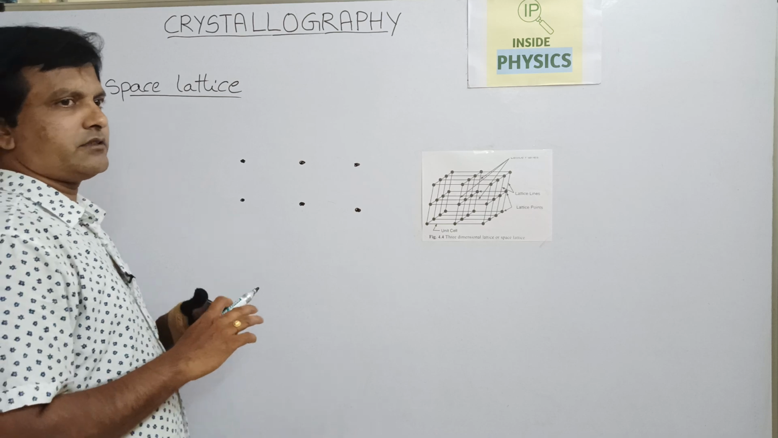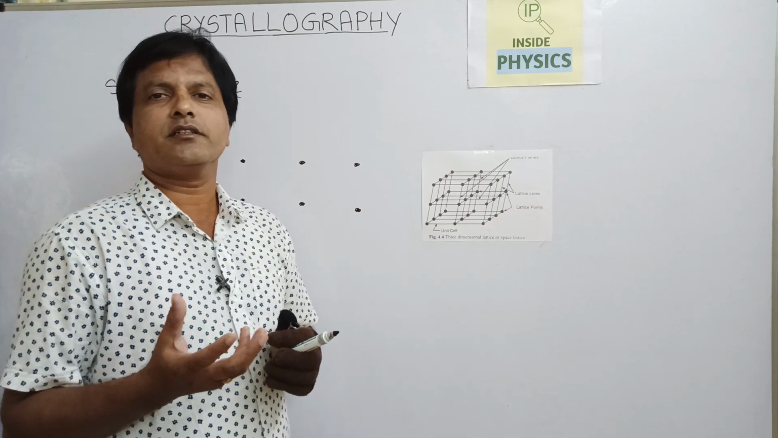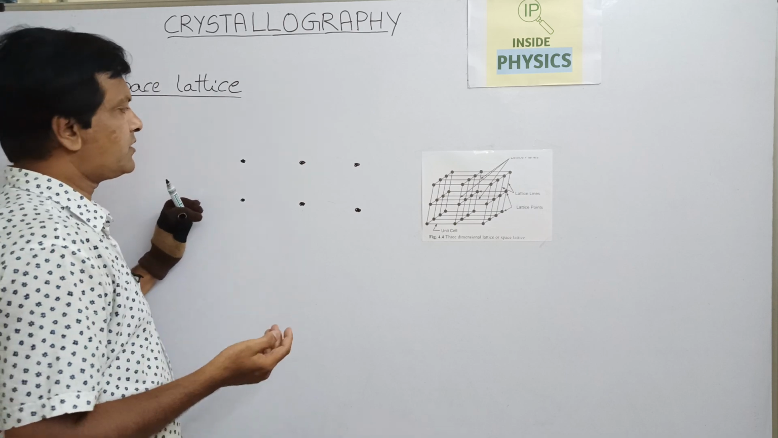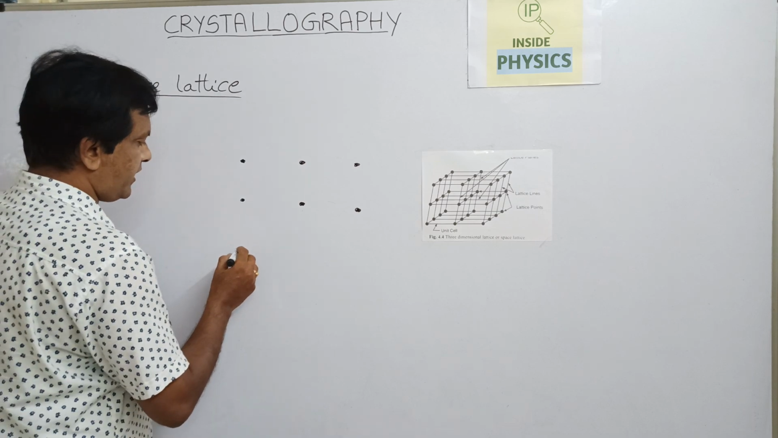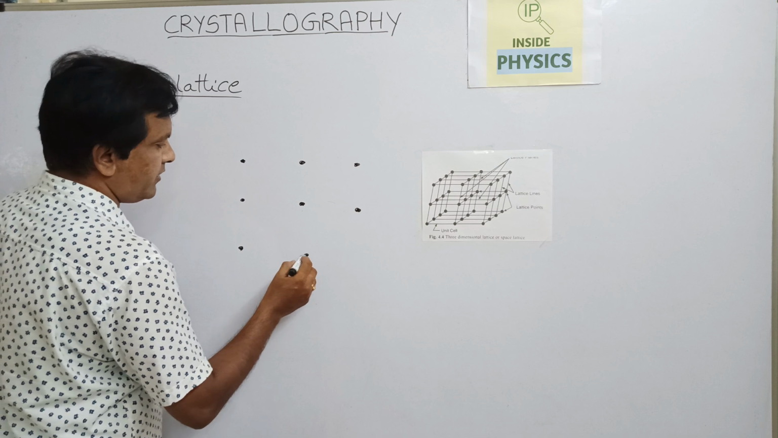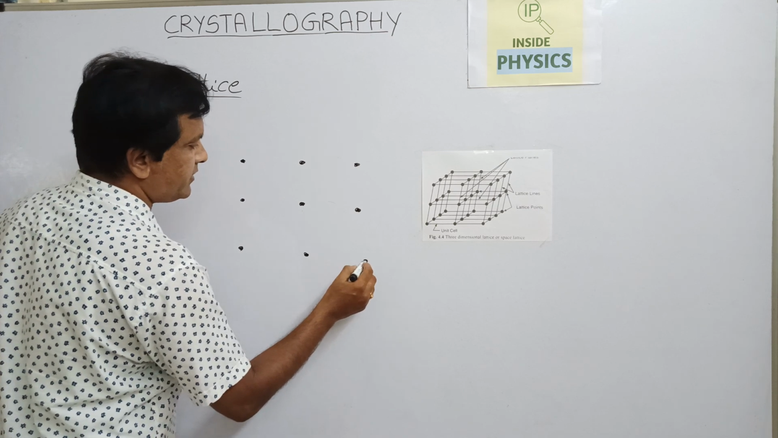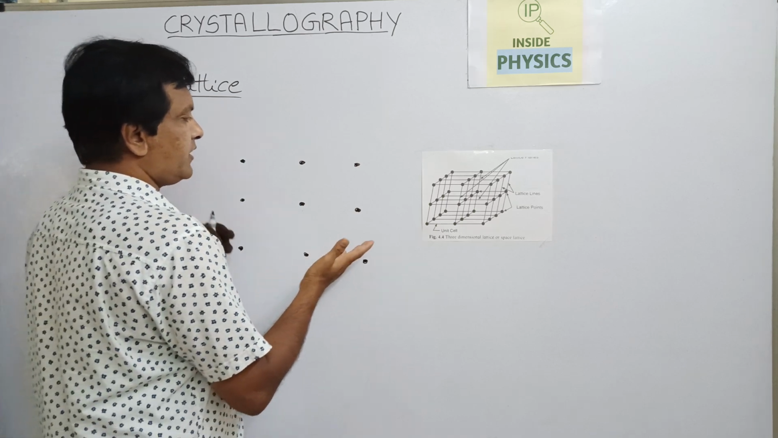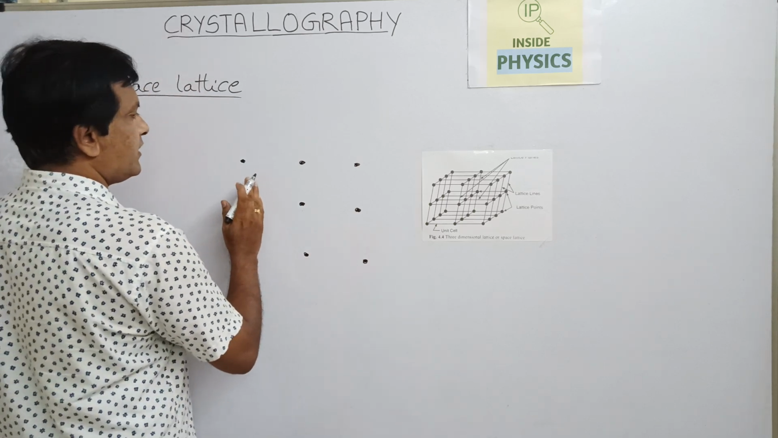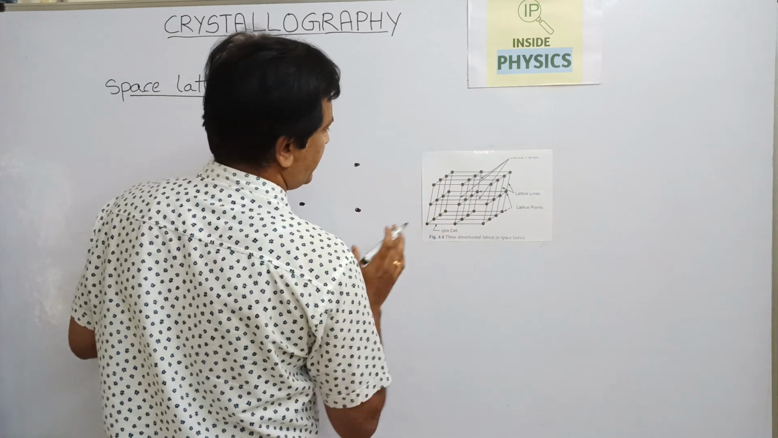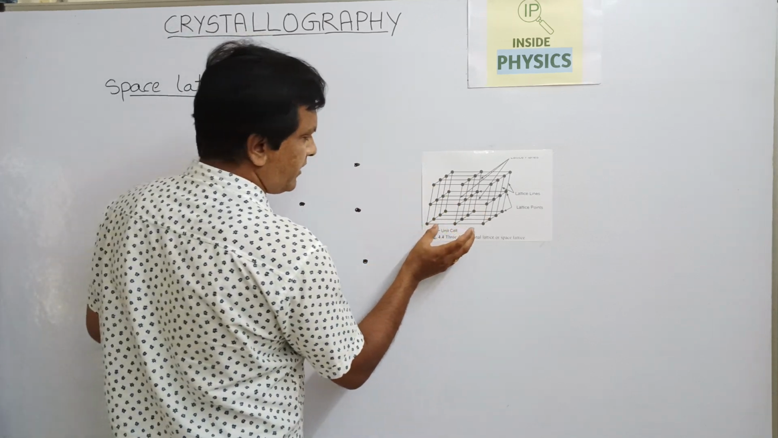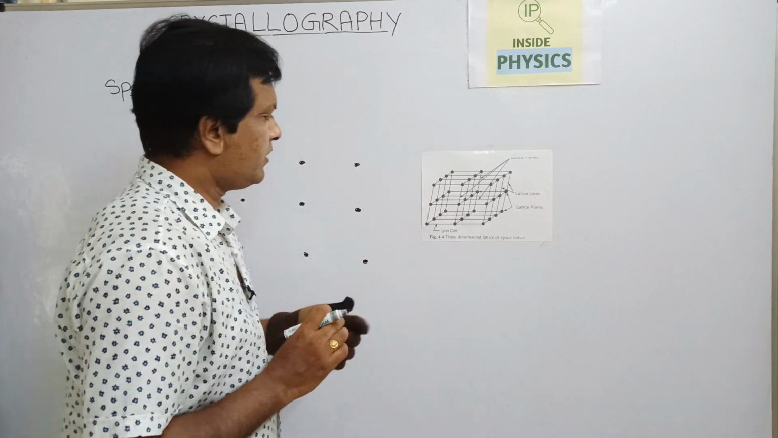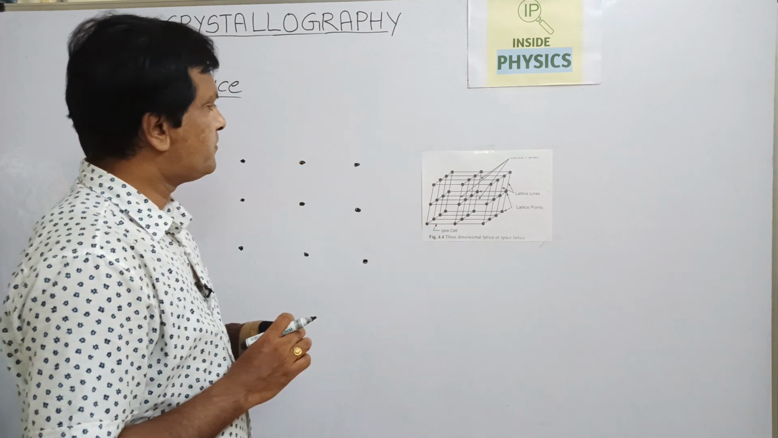So what is a space? Space is a three-dimensional array of a particular structure. If you understand this, lattice points are arranged in a three-dimensional way, and you can see this in the diagram. You can understand how the lattice points are arranged, and you can also see the lattice planes.